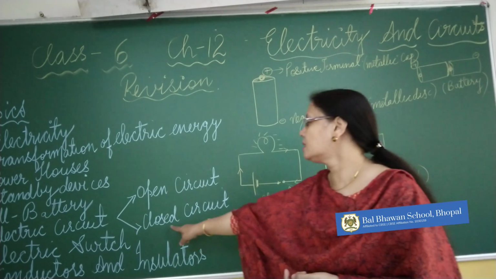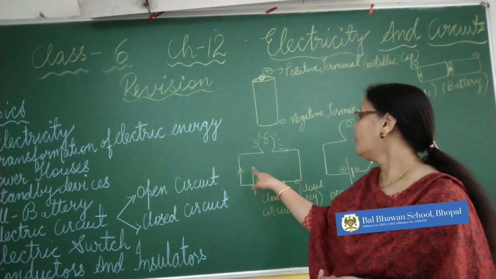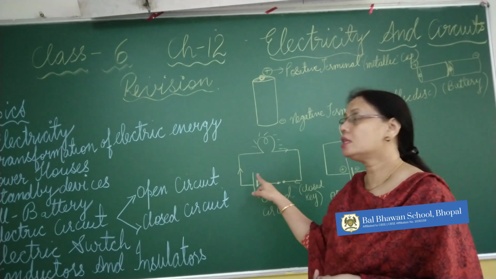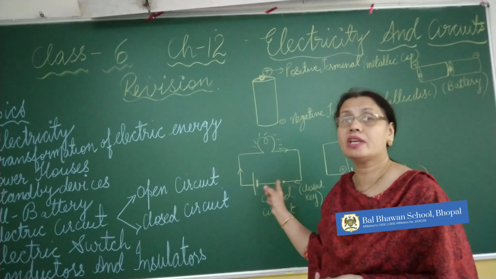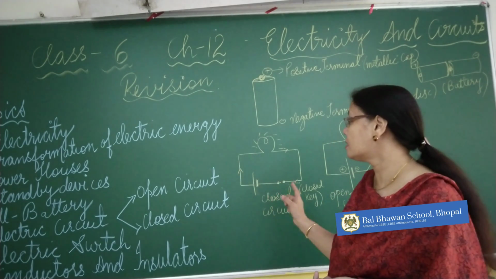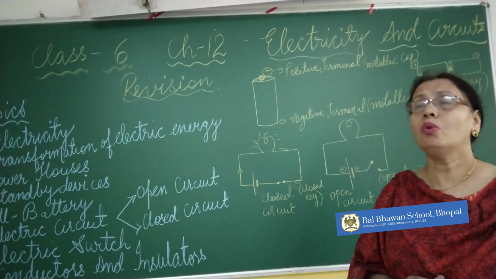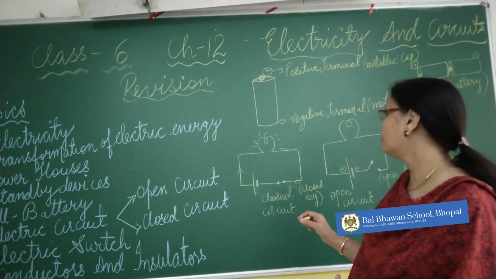Now coming to the next type of circuit, that is a closed circuit. What is a closed circuit? We call it a closed circuit because it is complete. There is no gap in the circuit and the current flows through such a circuit. And any gadget connected to such a circuit will work when the switch is in on position.